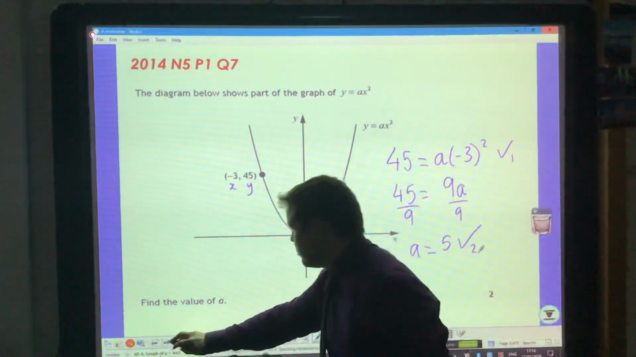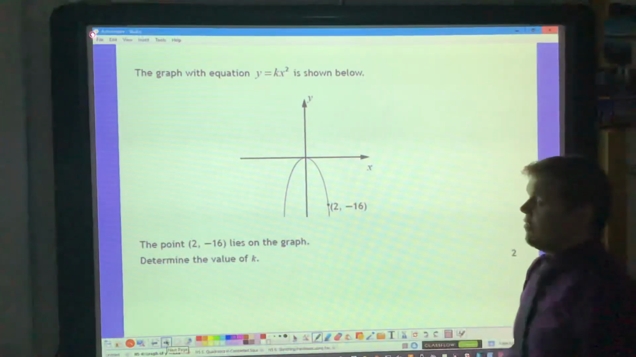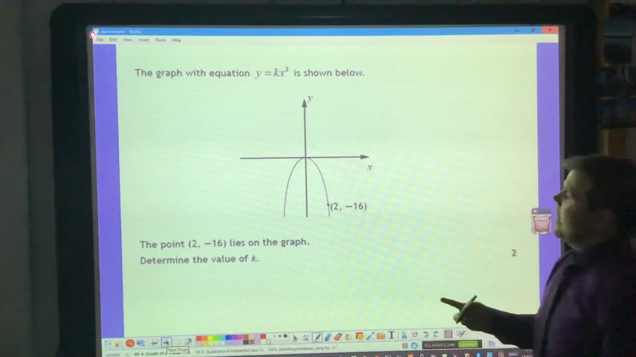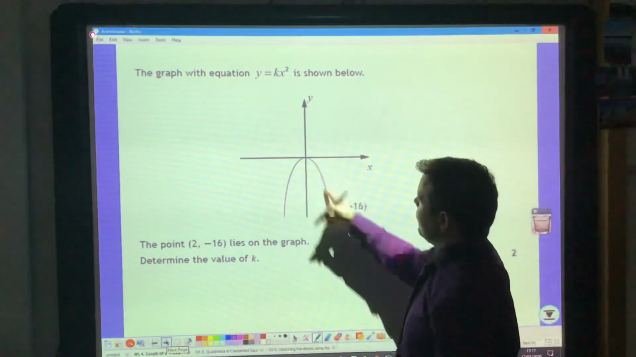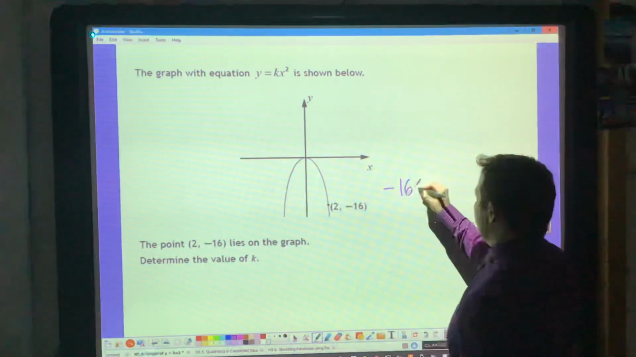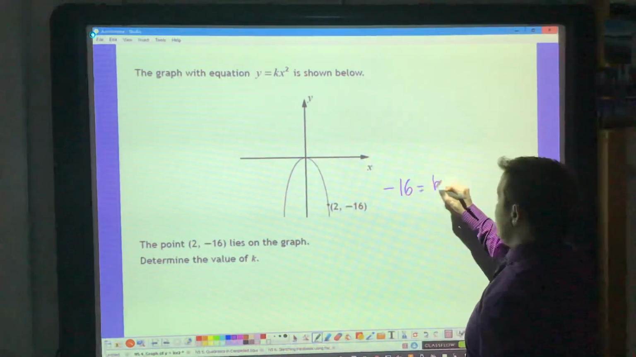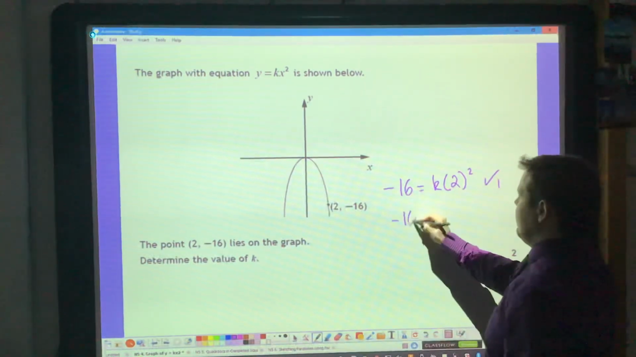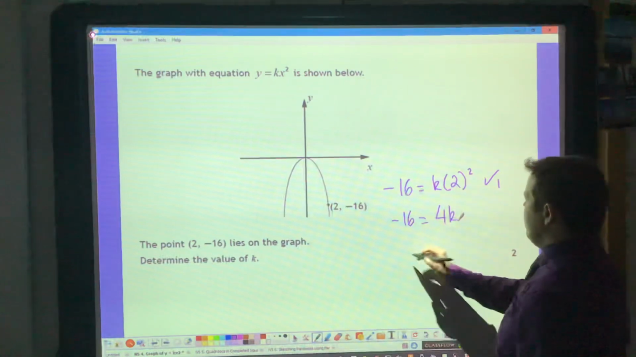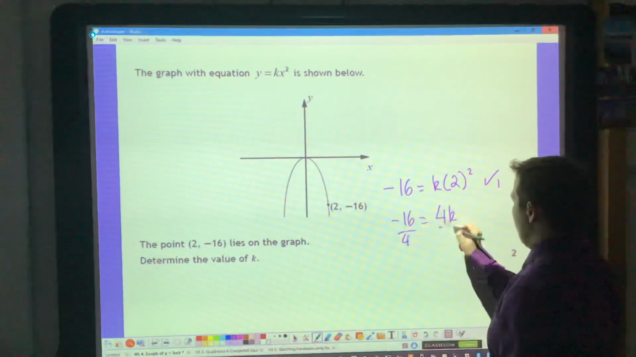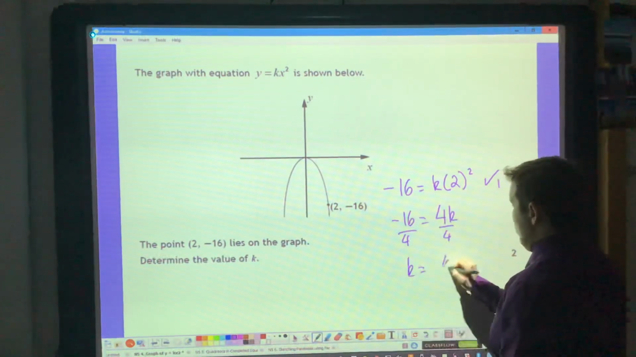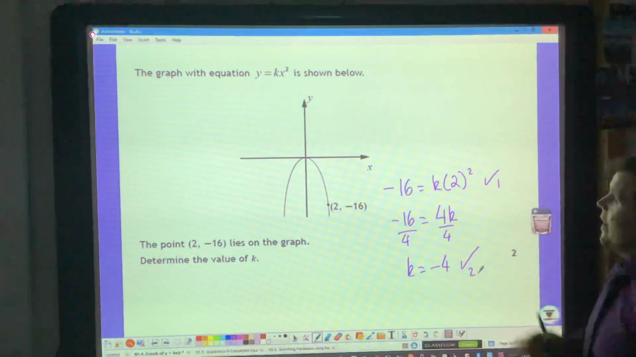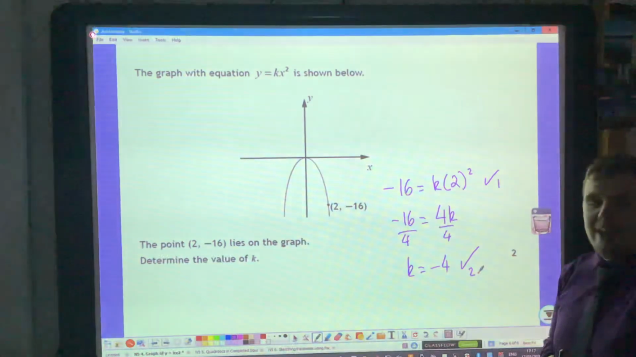Okay, and the last one in this topic, again, pause the video and have a go. What we would expect in this one, again, is that k is going to be negative because we've got a maximum. So negative 16 equals k, lots of 2 squared. Okay, mark 1. Negative 16 equals 4k. So that gives us, if you divide by 4, k is negative 4. And that is mark number 2. Okay, and that is the topic of y equals kx squared.